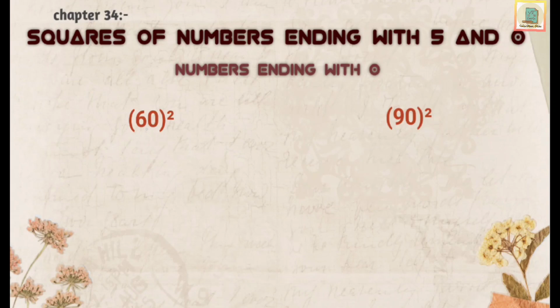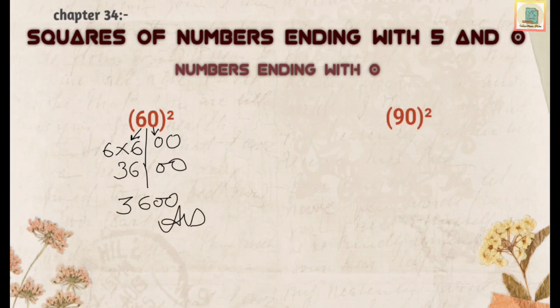Now let's find the square of a number ending with 0. Here also make a partition. In the second partition just write 2 zeros, and in the first partition just write the number and multiply by the number itself. So 6 6s are 36 and 2 zeros. So the answer is 3600.